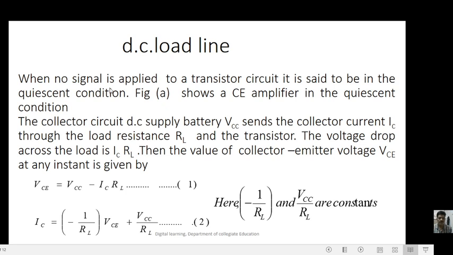DC load line. When no signal is applied to a transistor circuit, it is said to be in the quiescent condition. Figure A shows a CE amplifier in the quiescent condition. The collector circuit DC supply battery VCC sends the collector current IC through the load resistance RL and the transistor. The voltage drop across the load is IC RL. Then the value of collector to emitter voltage VCE at any instant is given by VCE equals VCC minus IC RL.